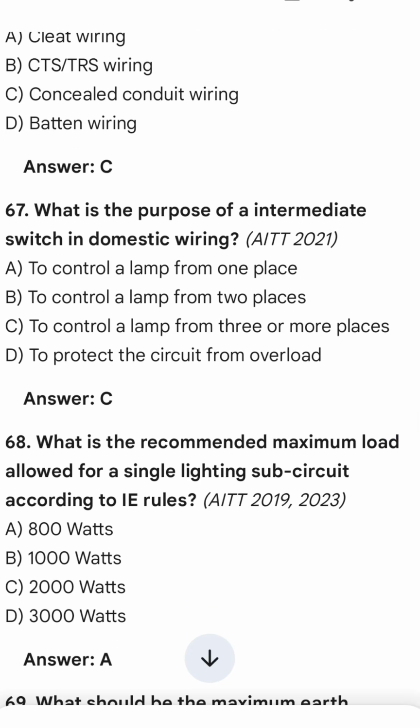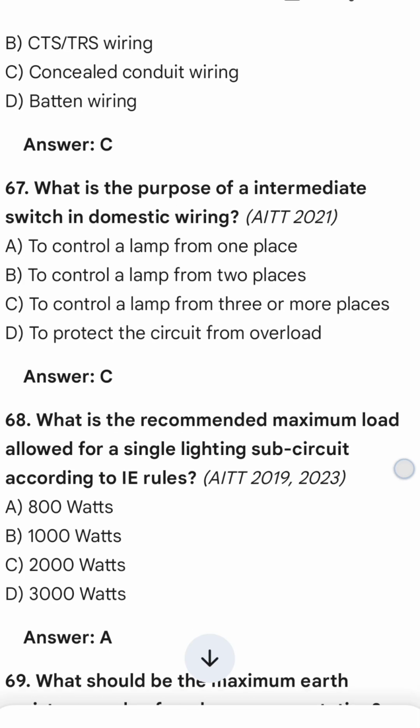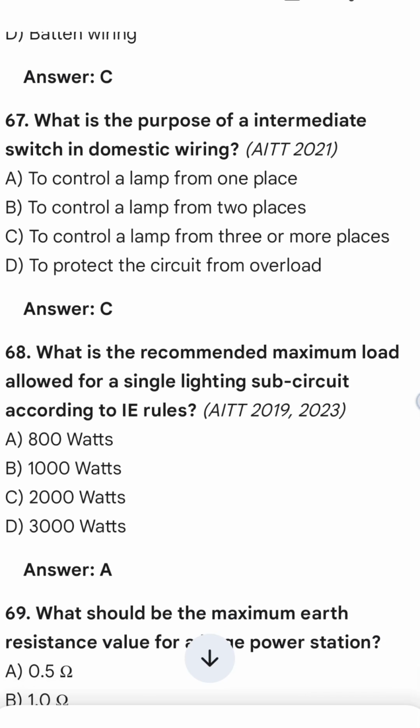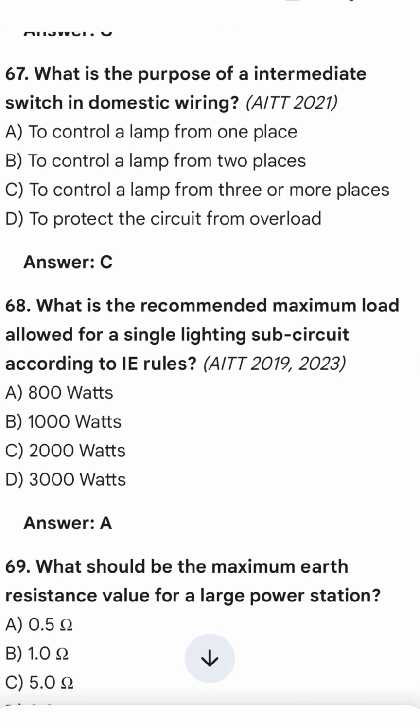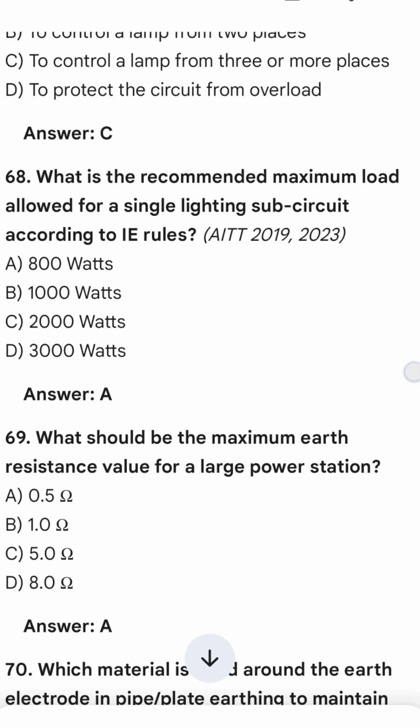67. What is the purpose of intermediate switch in domestic wiring? AITT 2021. Option A, to control a lamp from one place. Option B, to control a lamp from two places. Option C, to control a lamp from three or more places. Option D, to protect the circuit from overload. Option C is the correct answer.